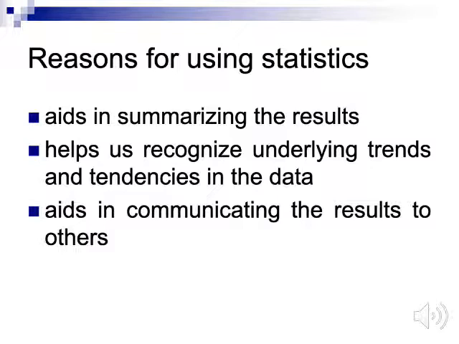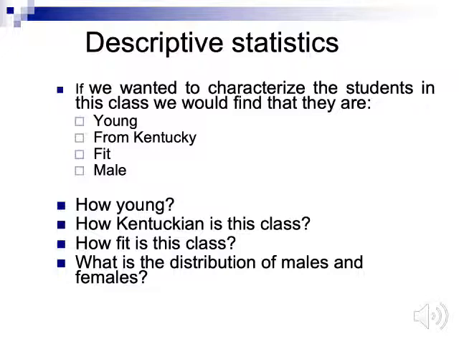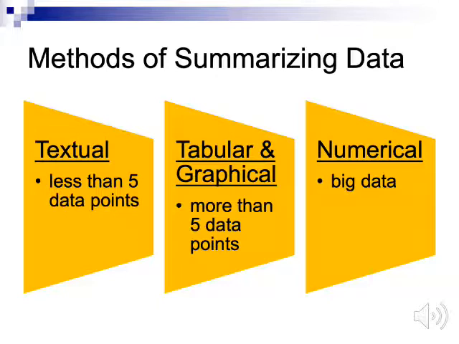So if we wanted to characterize the students in this class, we would find that they are young, from Kentucky, if they're from the US, or they are fit and they are male. So how young, how Kentuckian, how fit, what is the distribution of males and females. So there are methods of summarizing data, either textual, tabular, or numerical. It is textual when there are less than 5 data points, and it is tabular or graphical when it has more than 5 data points. And for big data, we'll be using numerical summary.